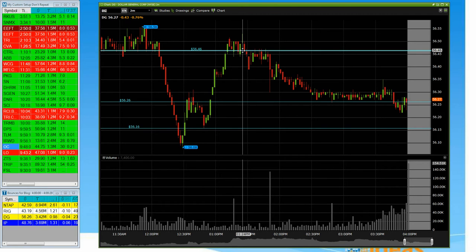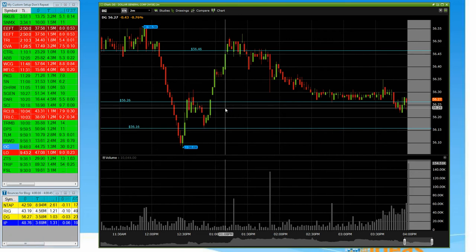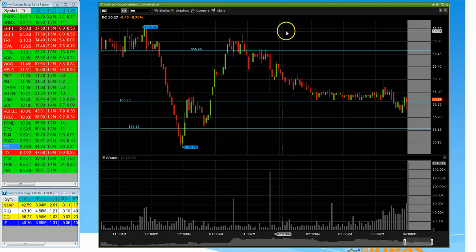56.46. So to sum up, I had two of the bouncers didn't work, two of them did work, but the two that didn't work, I lost very little, and the two that did work, certainly made up for the ones that didn't work. So that was it for today in the trading room in terms of the trades I took.